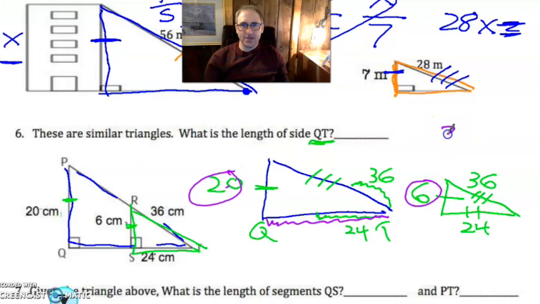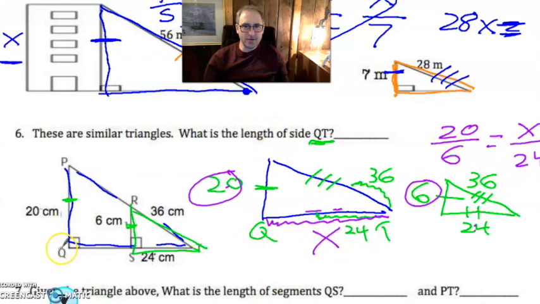So I'm going to say 20 in the first triangle is to 6 in the second as, if I want to know this whole thing, I wonder if I should use this side down here. So 24, that's in the second triangle, so it's got to go below. And this whole thing I don't know, so I'm going to call x. So when I solve this, I will know the length of Q all the way to T. And that's how you do it when you have a triangle inside a triangle.